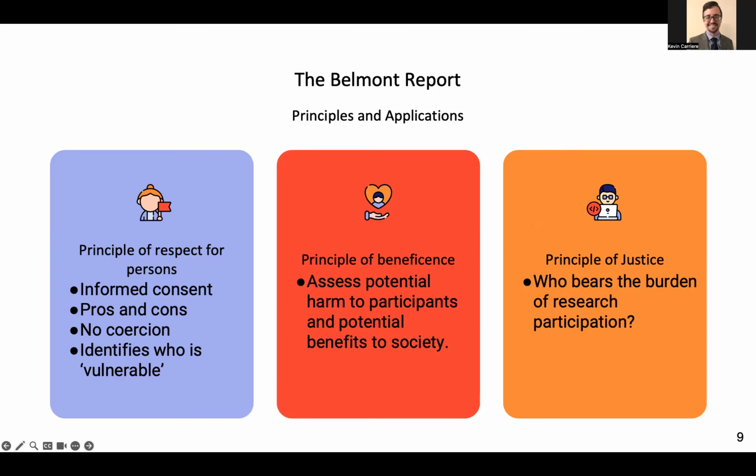And they came up with these three tenets: respect for persons, justice, and my mind's just not feeling words today. Beneficence. Oh, geez. See, I knew I couldn't do it.